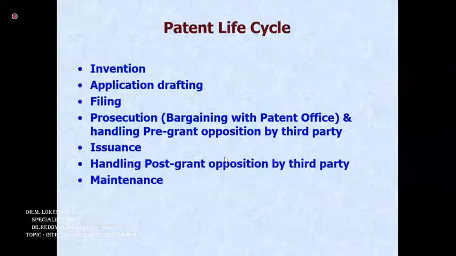So these fees and the money depend upon the inventors, the company from which we are filing. The Indian Patent Office divides the applicants into different categories. If you are an MNC company, the charges will be a little high. If you are a small company, the charges will be a little low. And if you are an individual, it will be very low.